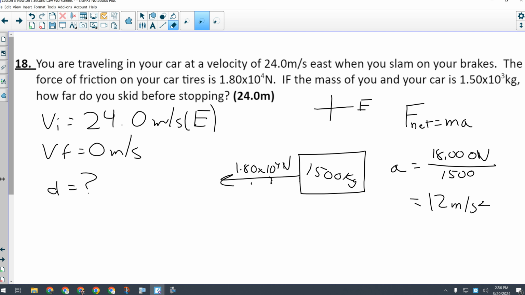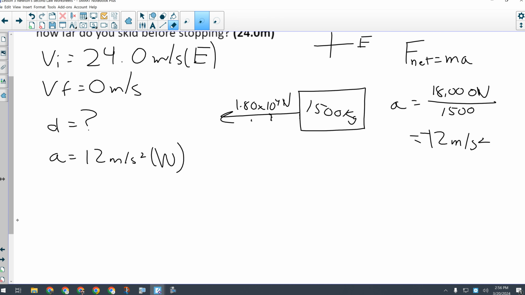Which direction is that? Would it be west? It would be. Is that important for the next steps? Yes. I have to make sure that I make that negative because this is positive. This is east. So my acceleration has to be 12 meters per second squared west. Now I can solve for D.